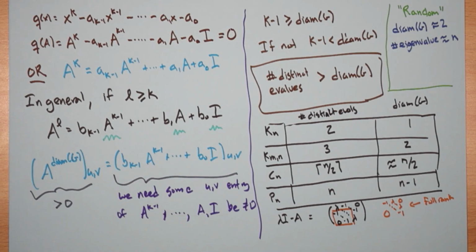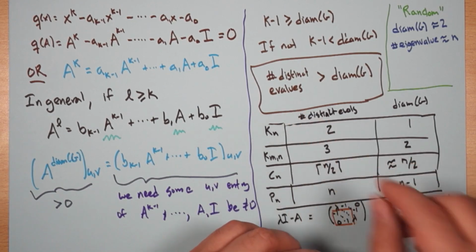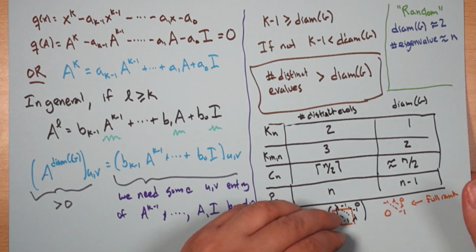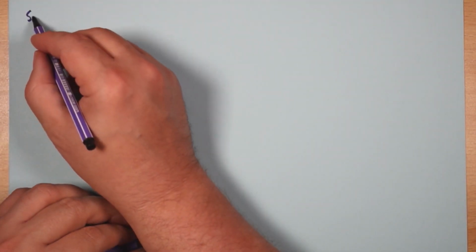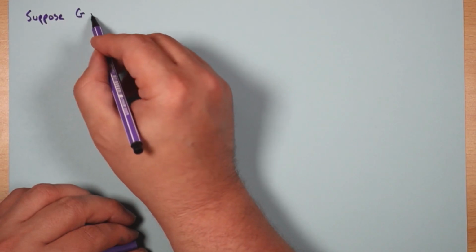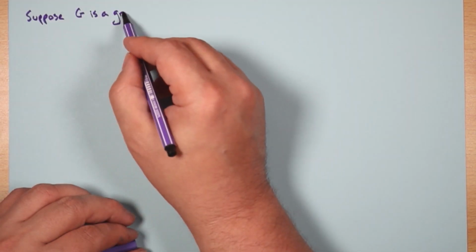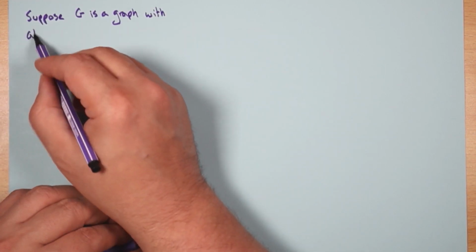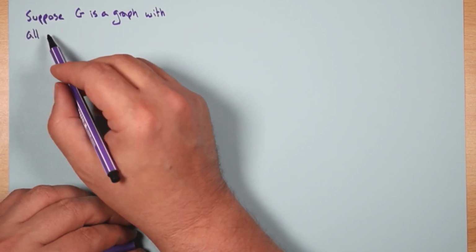I want to mention another result, though, that deals with distinct eigenvalues. So that was our first result. Let's do a second result. And this one has to do with graphs where our eigenvalues are all distinct. So suppose G is a graph with all distinct eigenvalues. So in other words, n vertices, n different eigenvalues.